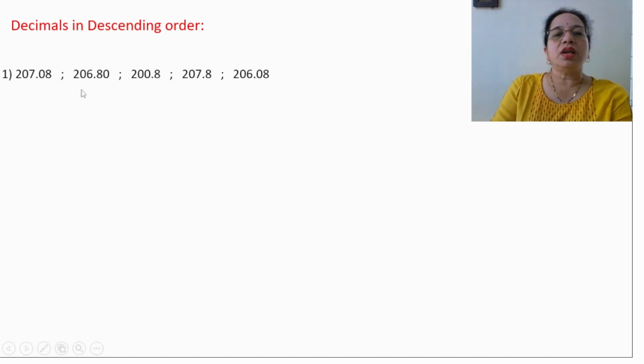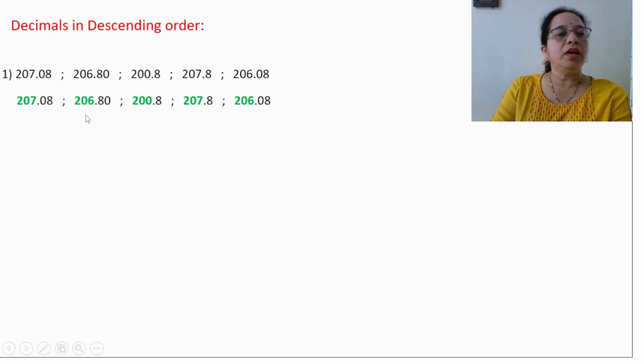So the first thing I have written, once again the same thing I have copied here. Only the whole part I have written with the green color one. So now here we can do comparison 207.08 and 207.8. So which one is greater? 0 and 8. So definitely this is greater. So 207.8. Cross out this. Then next one will be this. So cross out this also.